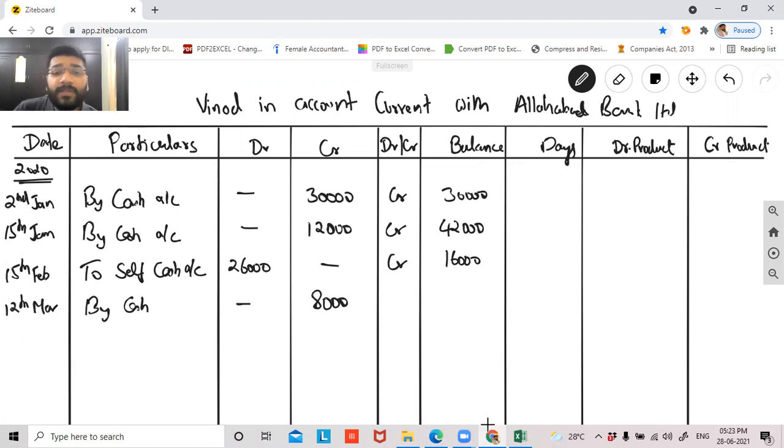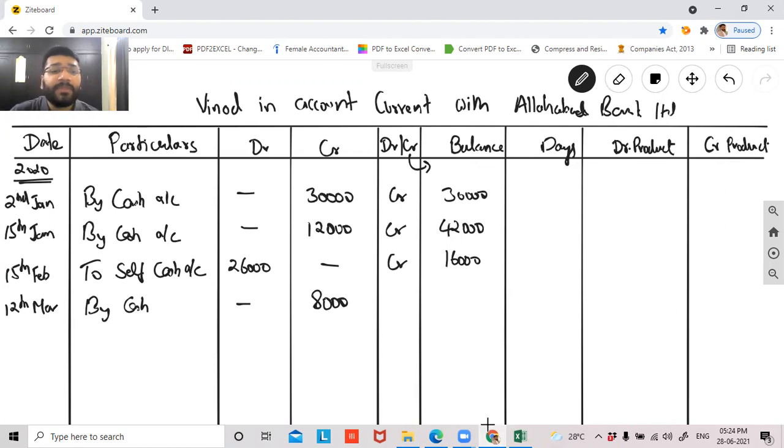Yes, sir. So what is the nature of the balance? Is this a debit balance or a credit balance? Credit balance. Understood, sir. So when I say the Dr/Cr column, this is the nature of balance. Depending on whether the balance is positive or negative, I will decide whether it is a credit balance or a debit balance. Right? Let's go forward, guys.